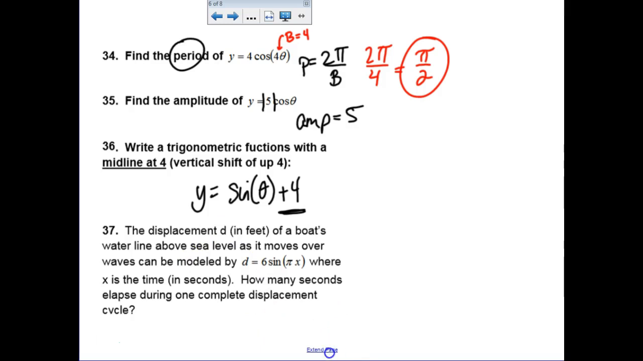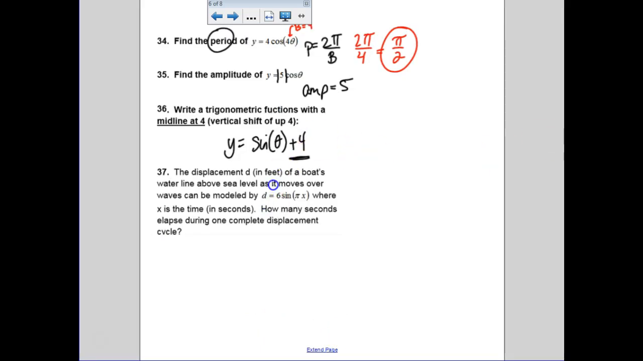All right, this is a nice little application question for trig, and they gave you the function, and they want to know how many seconds elapse for one cycle. Well, that's just a really fancy way of saying what is the period, because how many seconds for one cycle is period length. So same formula for period, 2 pi over b.